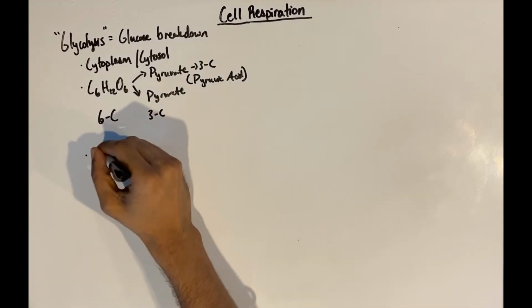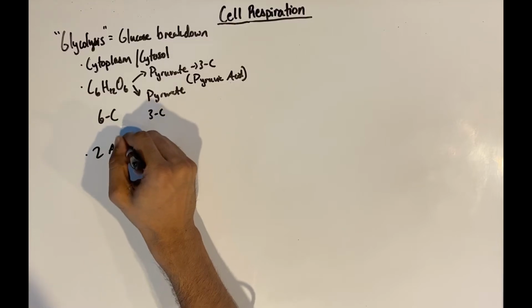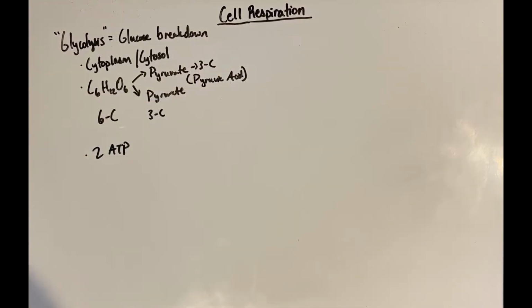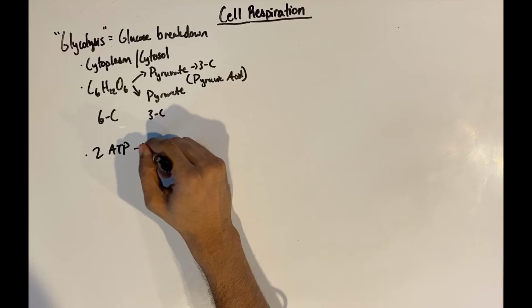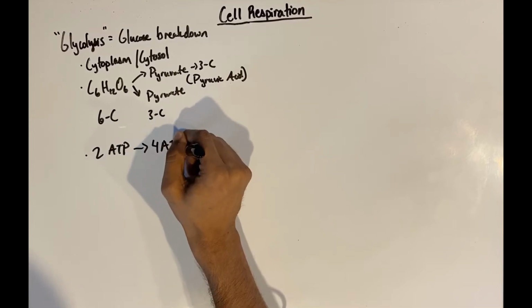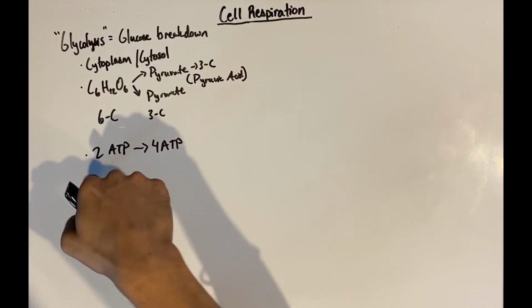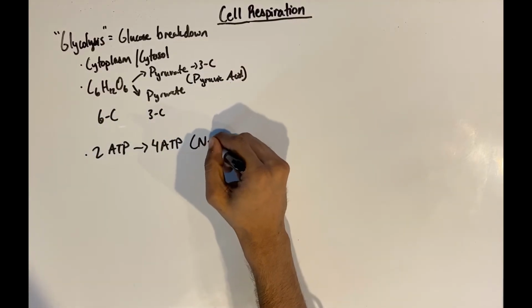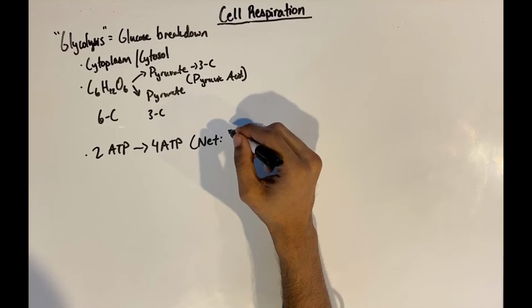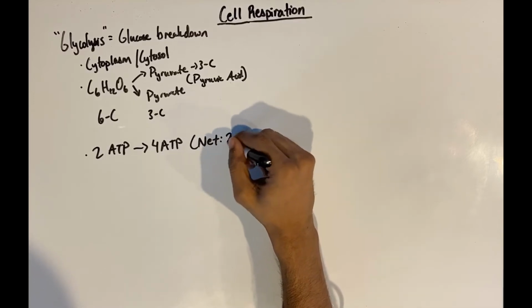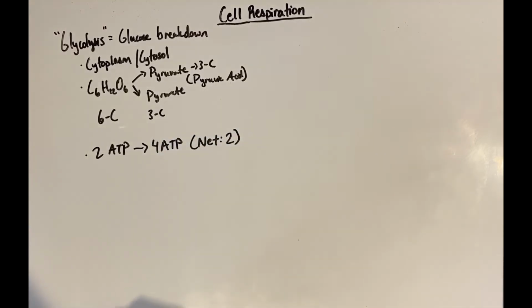We start with 2 ATP to start glycolysis, which further yields 4 ATP. So while 4 ATP is generated, 2 ATP is initially used, so the net production of ATP after glycolysis is 2. So 2 ATP is generated overall.